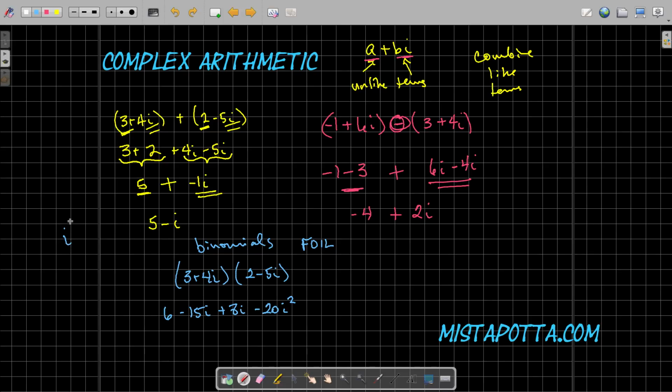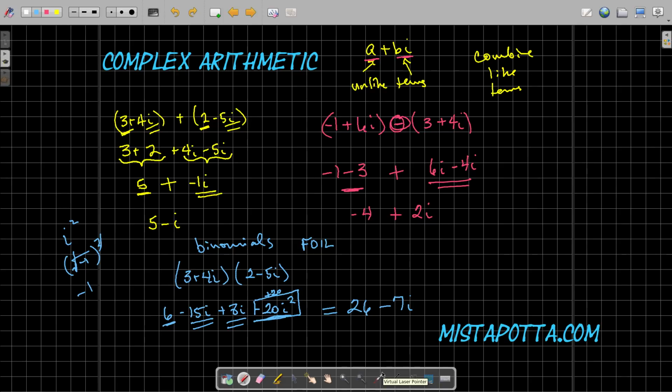But keep in mind, we've talked about i squared before, because that's really the square root of negative 1 squared, and those are inverse operations, so we get negative 1. So really, this part and this part are real numbers, and this part here and this part here are imaginary numbers, and I need to combine like terms. So this is 6, and this is really negative 20 times negative 1, or a positive 20. And 20 plus 6 will give me 26. And then I've got negative 15i plus 8i. That's going to give me a negative 7i.